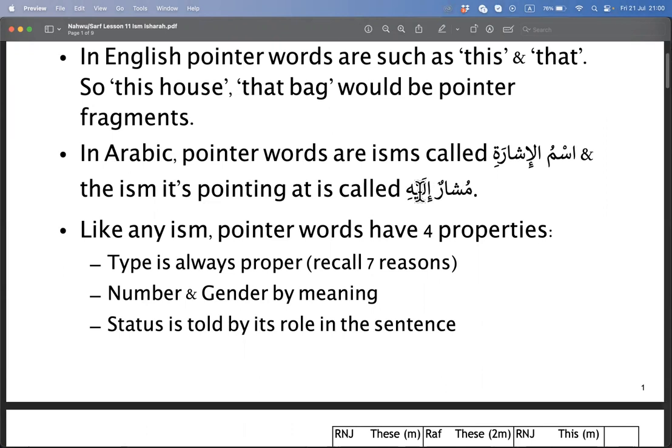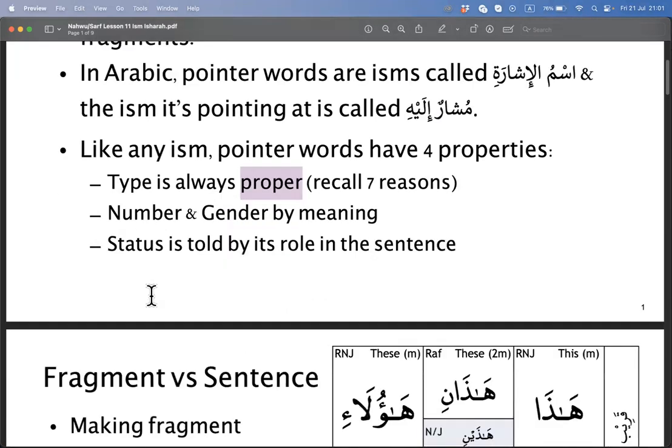All right. So, like any ism, the pointer words will have four properties. The type is always proper. It's one of the seven reasons on why a word is proper, right? The default for a word is common unless there's reasons to make it proper. So the type for Ism Isyarah is always proper, and then the number and gender goes by the meaning, and the status is told by its role in the sentence. What is it doing in the sentence?